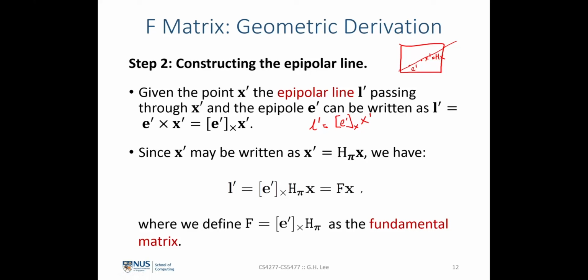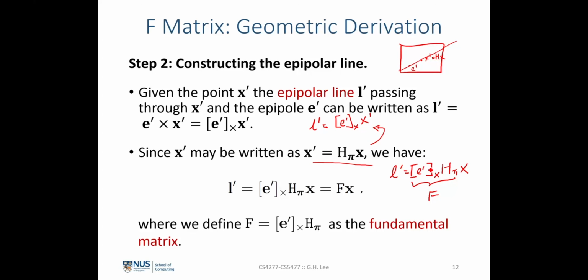And now let's substitute the transferred point, which is expressed by the homography that we have defined earlier on, into this particular equation. We can easily see that after substituting this, we get l prime simply equals the cross product of the epipole with the homography multiplied by the image coordinate of the first point. Now we can collectively call these two terms, the cross product of e prime and the homography, a single matrix F.